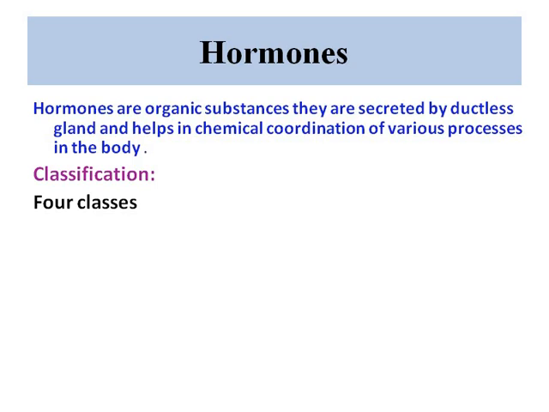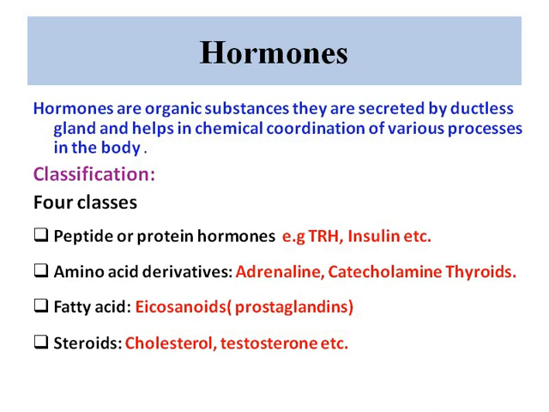Classification of hormones can be done into four classes. First, peptide or protein hormones. Next, amino acid derivatives. Third, fatty acids. And fourth, steroids. Peptide or protein hormones are like TRH, insulin, etc. Next are amino acid derivatives like adrenaline, catecholamine, thyroids. Next, fatty acids, for example eicosanoids, another name is prostaglandins. Next are steroid hormones, for example cholesterol, testosterone, etc.